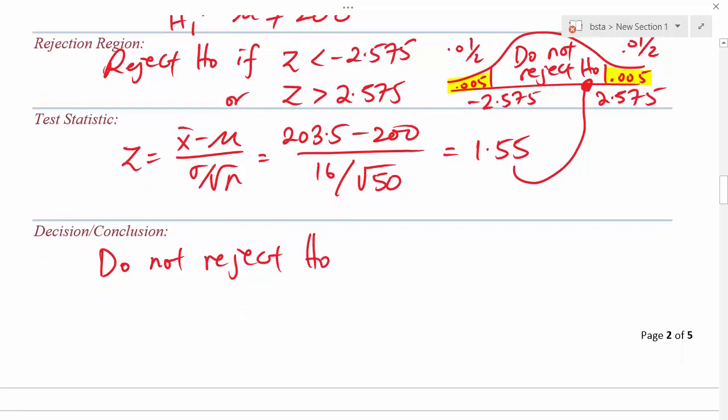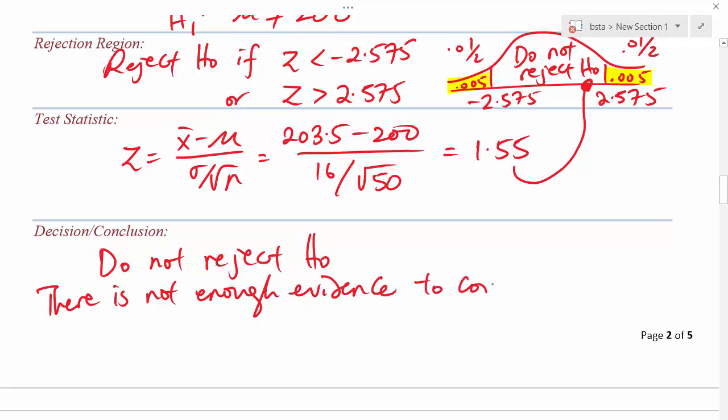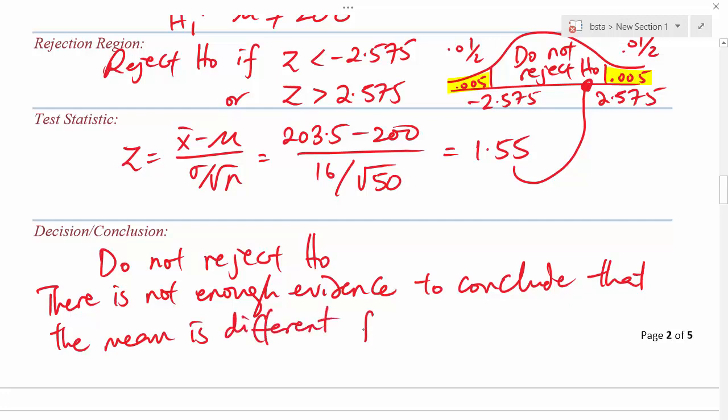So this time you say you don't have enough evidence that the alternative is true. So you check out what the alternative says and you say you don't have enough evidence to support it. So you say there is not enough evidence to conclude that the mean is different from 200. And we're done with that question.